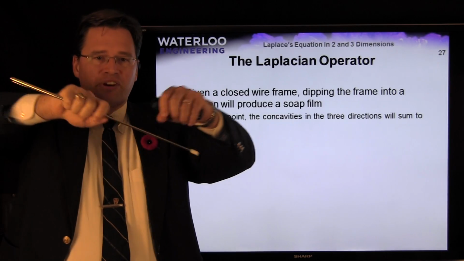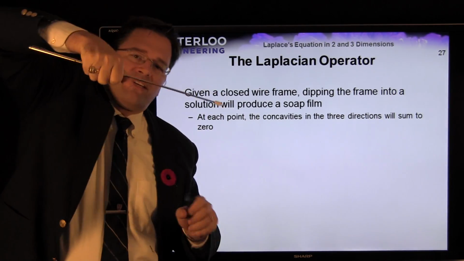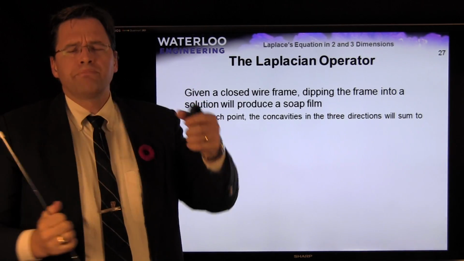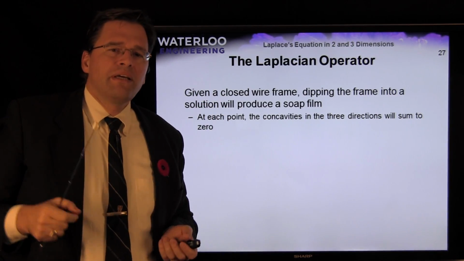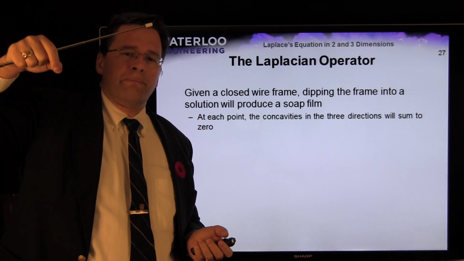Well, you could take that wire frame, you could bend it, turn it into a loop. Then take that wire frame, bend it into some bizarre shape, dip it into soap water, take it out, and a film appears.